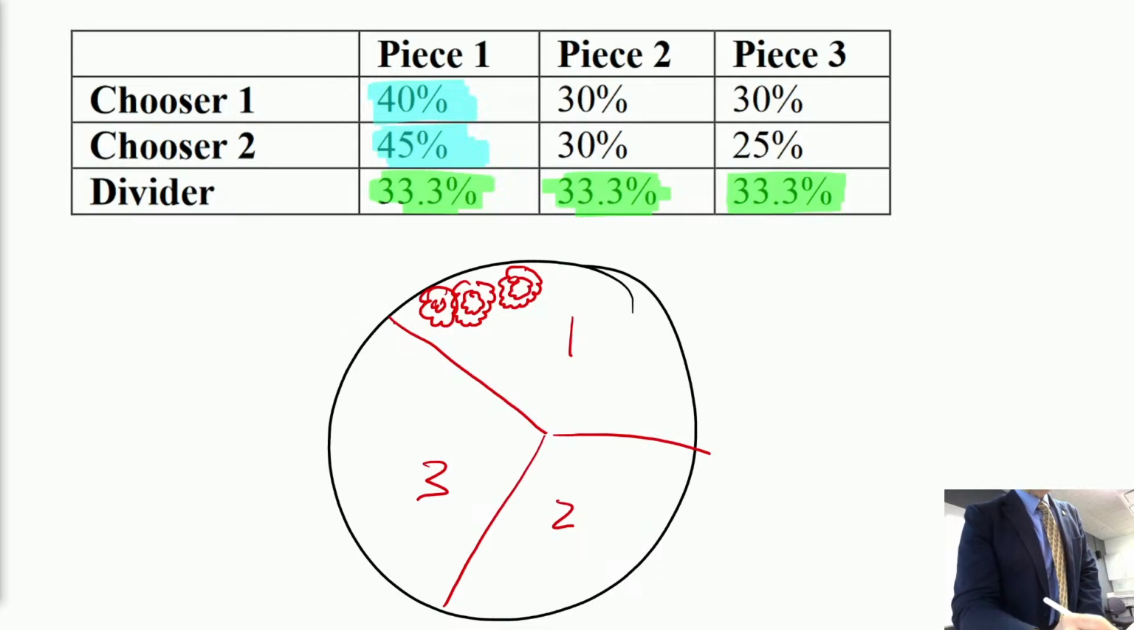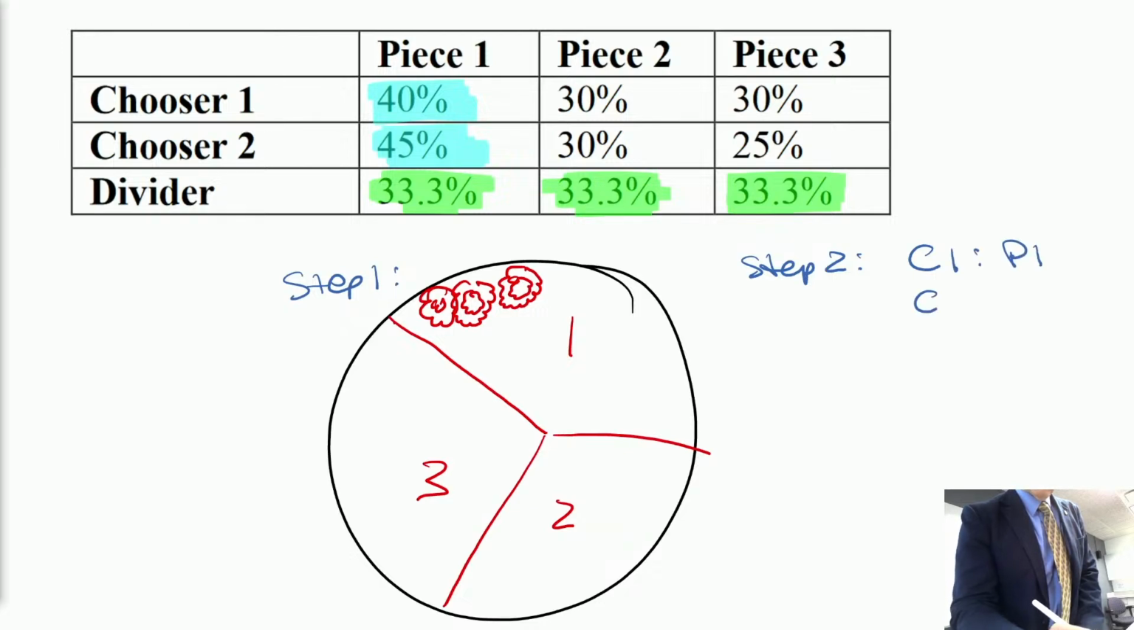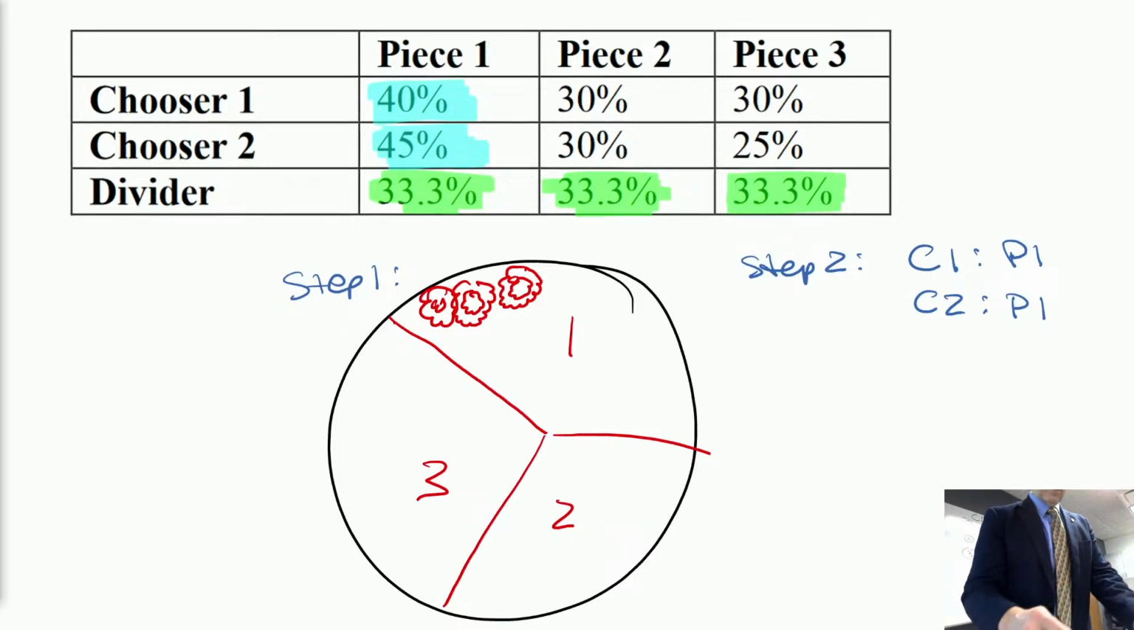And so here's step 2. So step 1 is the division. Step 1. Step 2. Chooser 1 says piece 1 is the only one that is acceptable. Chooser 2 also says piece 1 is the only acceptable piece. Okay, let me go back to the explanation. We'll come back to this picture in a minute.